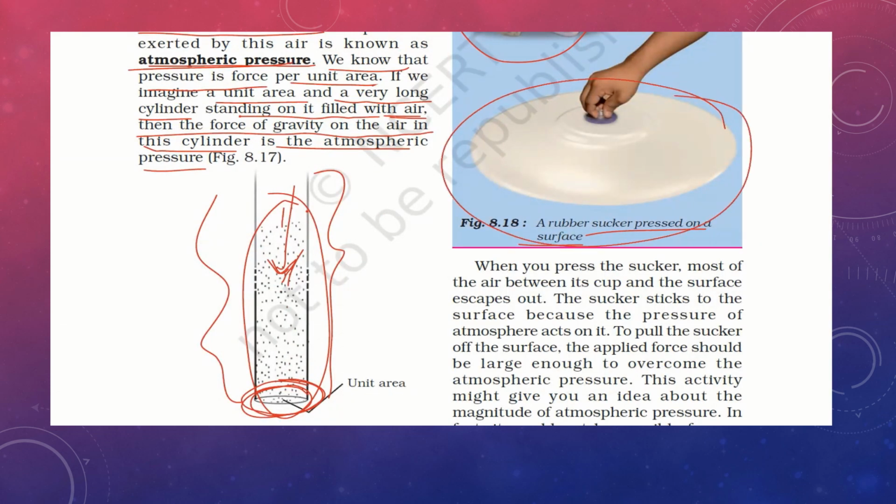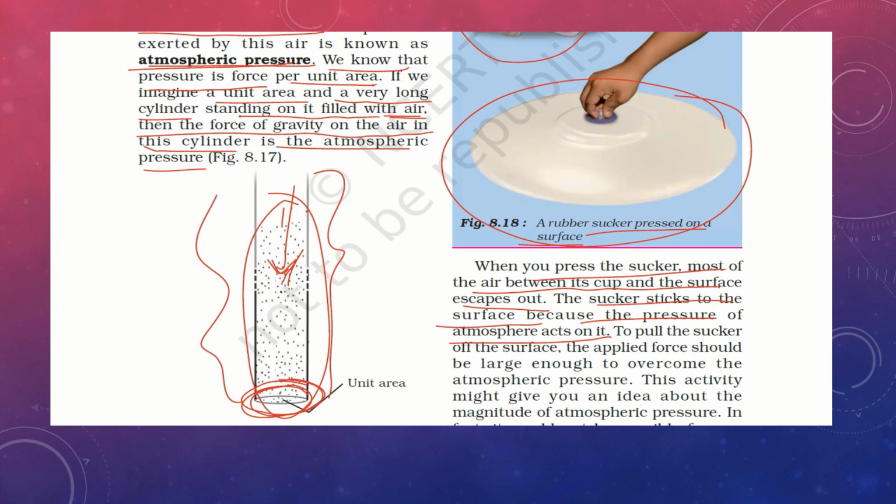If you try to pull it, it will be very difficult if it is a good kind of rubber sucker. When you press the sucker, most of the air between the cup and the surface escapes, and the sucker sticks to the surface because of the pressure of the atmosphere. It is acting on this sucker, right? The air is being pulled away. It is fixed to the base, or fixed to the table.